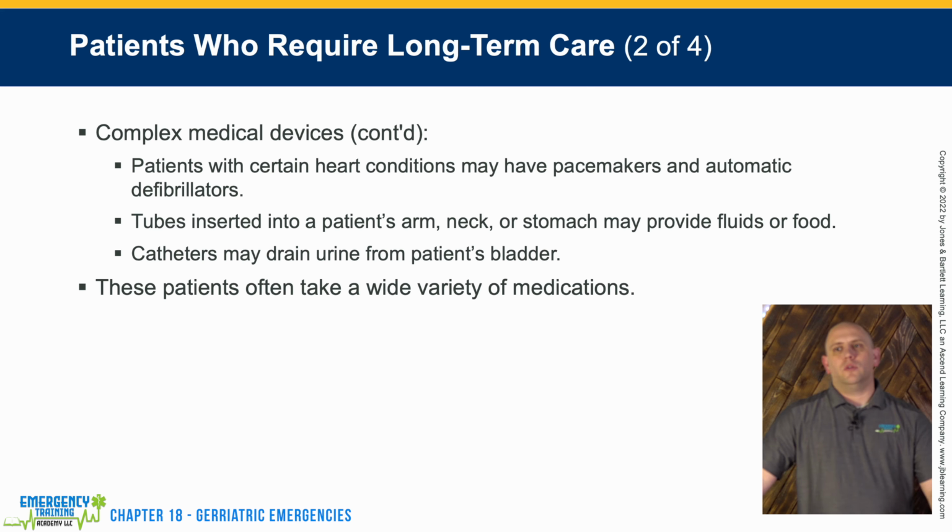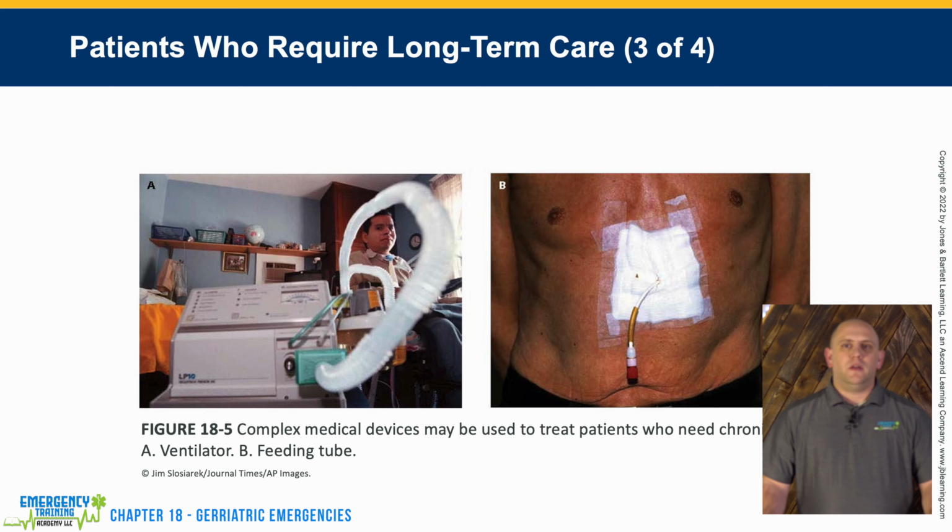So make sure that we are looking around as part of our scene size up, seeing what type of medical devices or tubes or monitors or cables are connected to our patient or around our patient. Here are some examples. You can see in figure A, that is a home ventilator breathing for a patient. And then in B, we can see a feeding tube. This would be used for somebody who has lost the ability to get enough nutrients through eating. And so they will get the nutrients given to them directly through this tube and into their stomach.